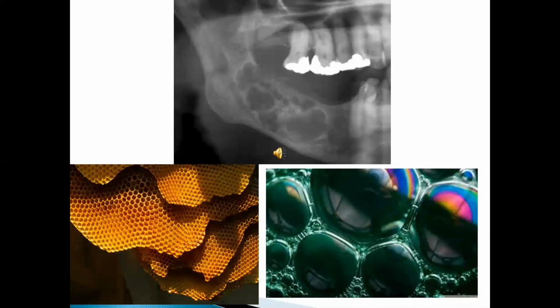Now here we have an example of Aunt Mini method. Here we have a panoramic image showing multilocular radiolucencies of different sizes. We have an image of a honeycomb and a soap bubble appearance. We match this and then think probably it might be an ameloblastoma. This is how you use the Aunt Mini method.